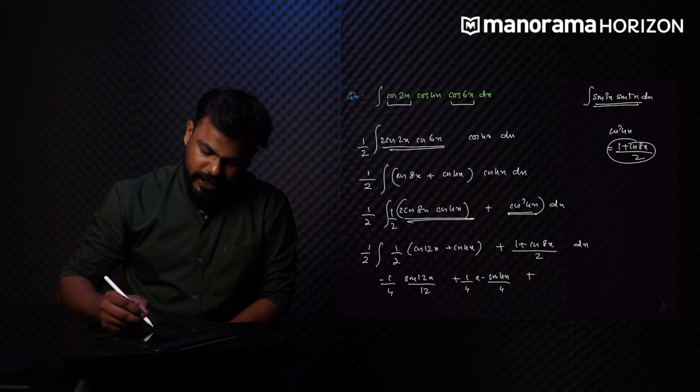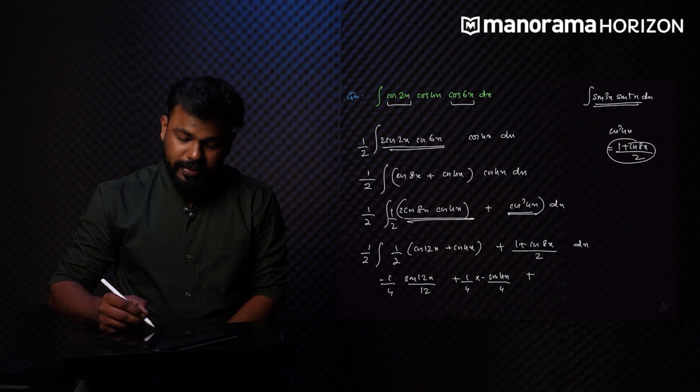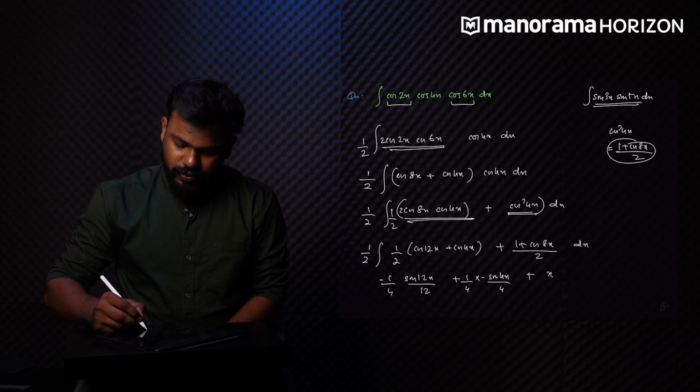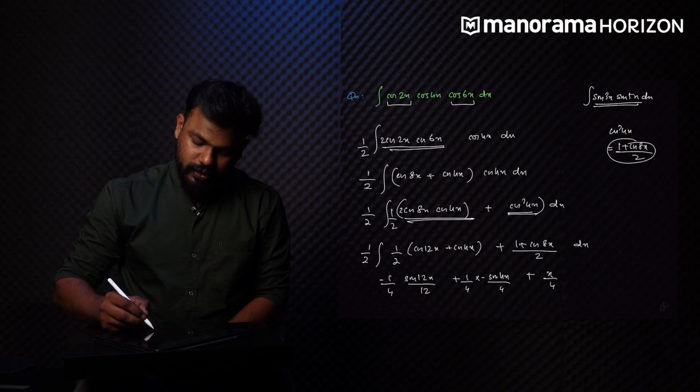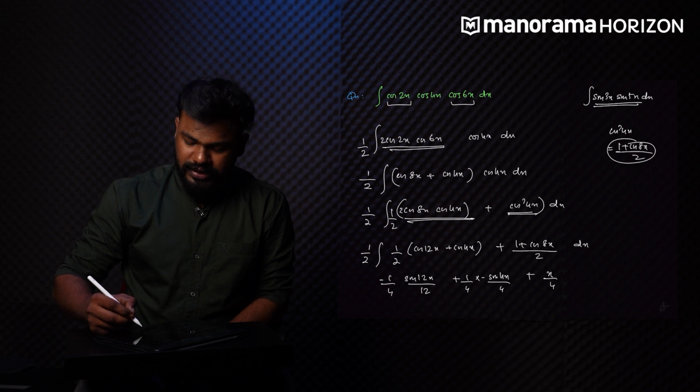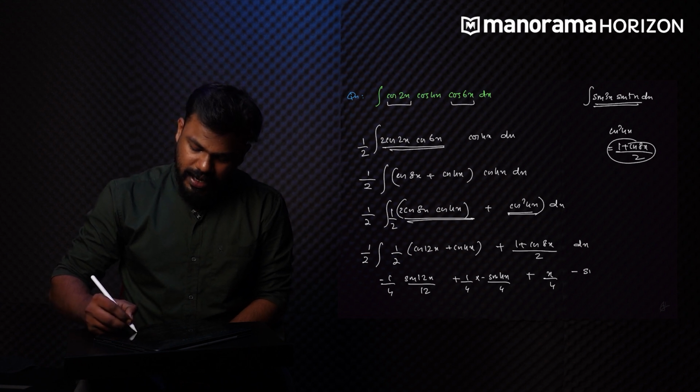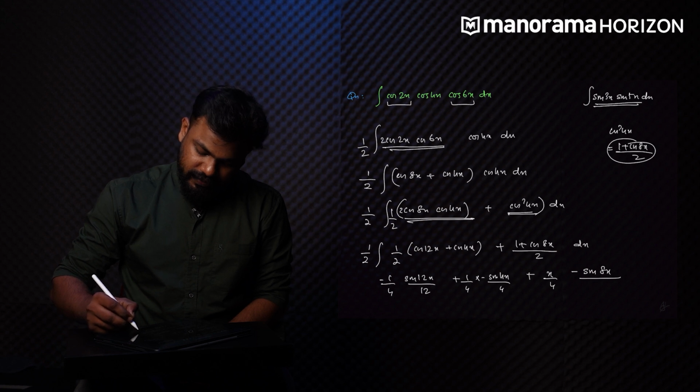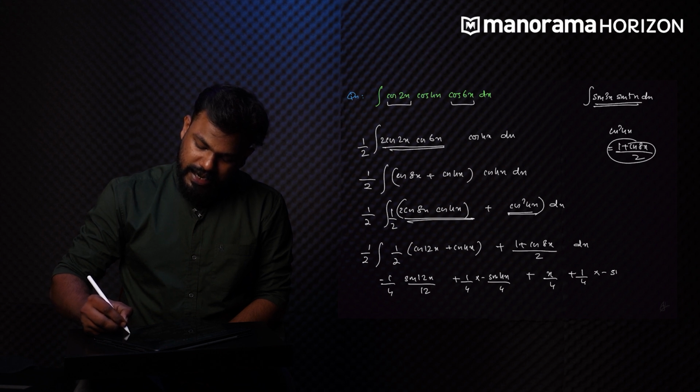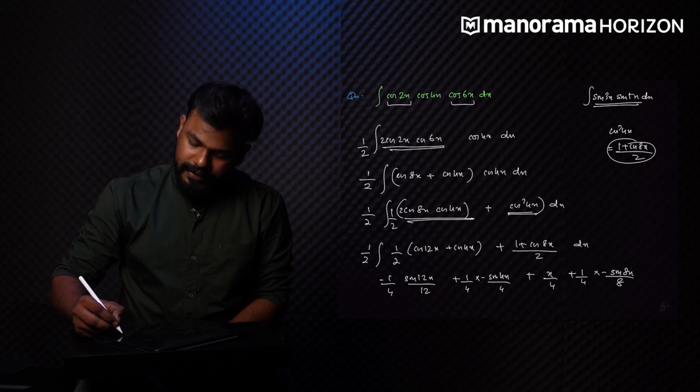Plus, there is a 1 by 2 here and a 1 by 2 here again. So 1 by 2 and 1 by 2, 1 by 4. What is the integral of 1 by 4? x by 4. Then 1 by 2 and 1 by 2, that is again 1 by 4 with cos 8x. So the integral will be sine 8x by 8, plus 1 by 4, and then you have sine 8x by 8 plus c.